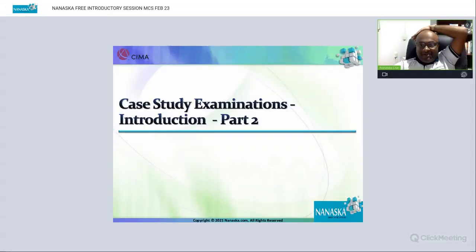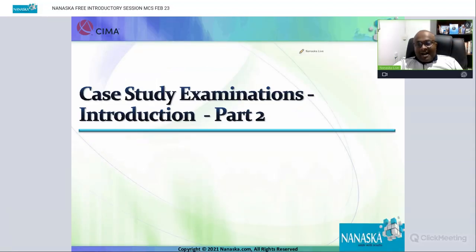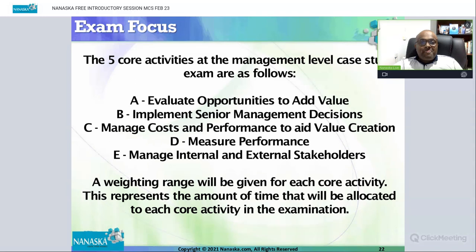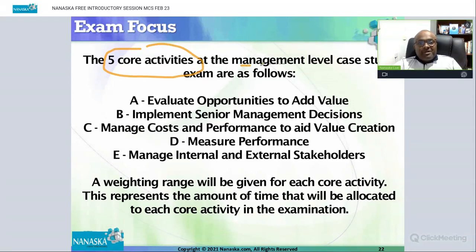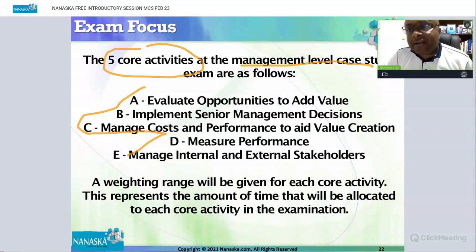However, the other important thing we will look at next week, not today, don't worry. I'm just trying to give you a little bit of an idea today. On the exam day, there are 5 core activities available for the management level case study. Those are A, B, C, D, E, or 1, 2, 3, 4, 5. These are the 5 core activities.